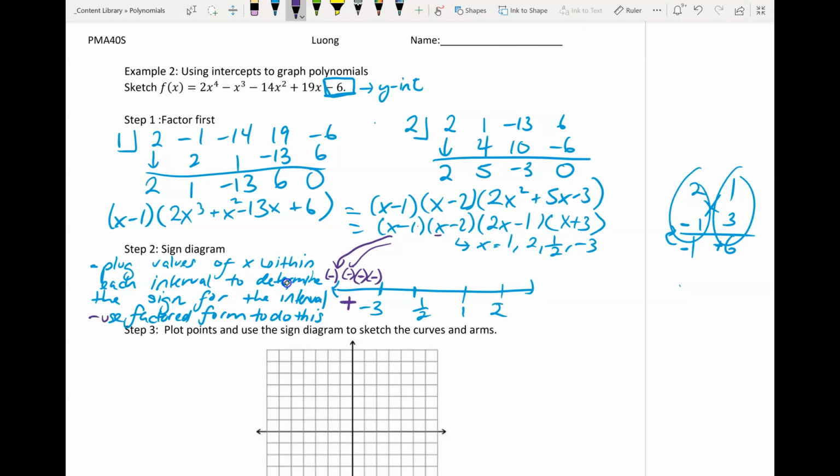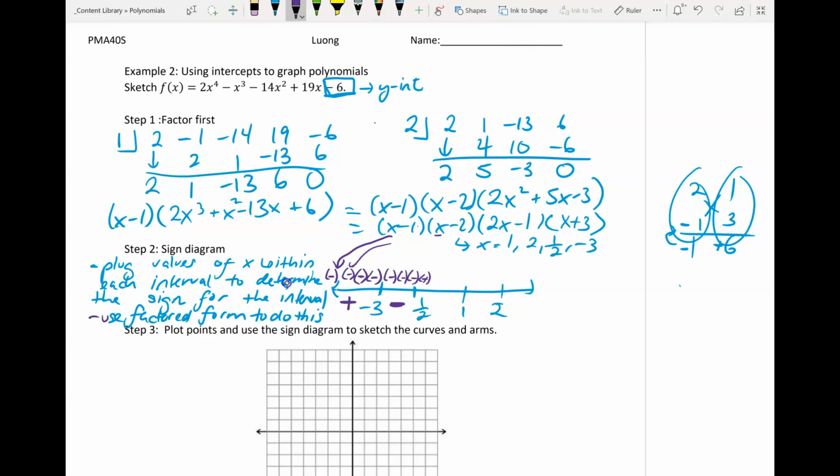I'm going to repeat this process for the following intervals. I'm going to pick a number between -3 and a half. The easiest one is going to be 0. So let's just pick 0. 0 minus 1 is a negative. 0 minus 2 is a negative. 0 minus 1 is a negative. 0 plus 3 is a positive. So overall, this interval is going to be a negative, because negative times a negative times a negative times a positive is negative.